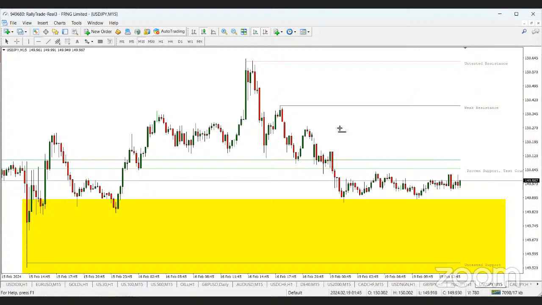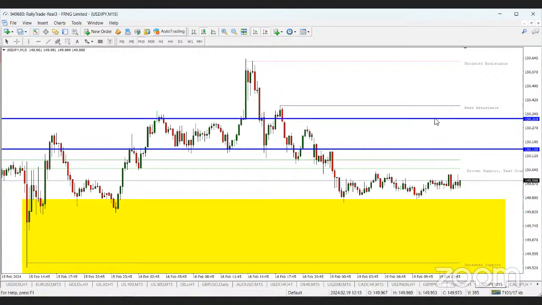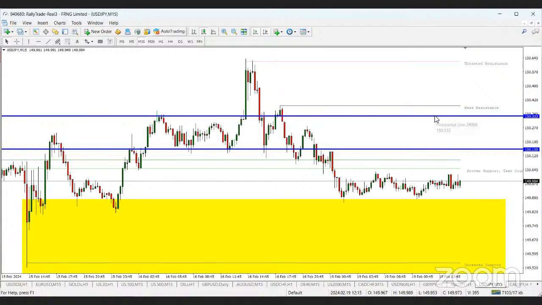You can either just buy USD JPY right now, or take your buy from 150.155 and buy to around 150.330. If you're taking a buy right now, you can come out at 150.150. If you're not buying right now, you can buy from 150.155 and take profit at 150.330.